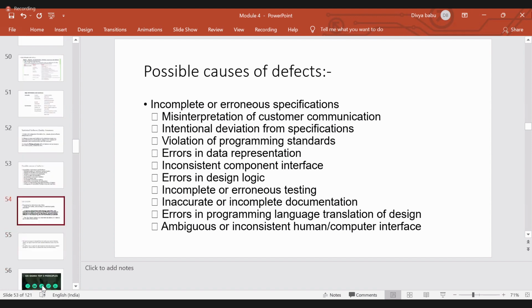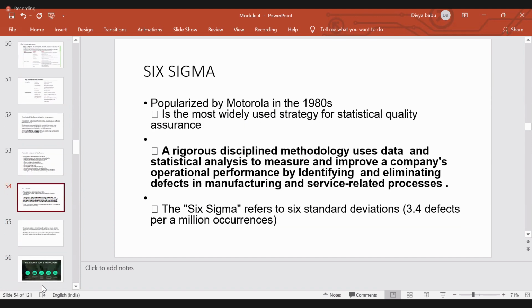In software quality assurance, you should identify those defects and improve your product by removing or replacing it. The next is Six Sigma. Sigma was popularized by Motorola in 1980. It's a strategy for statistical quality assurance. This is one of the strategies for how you can achieve it.